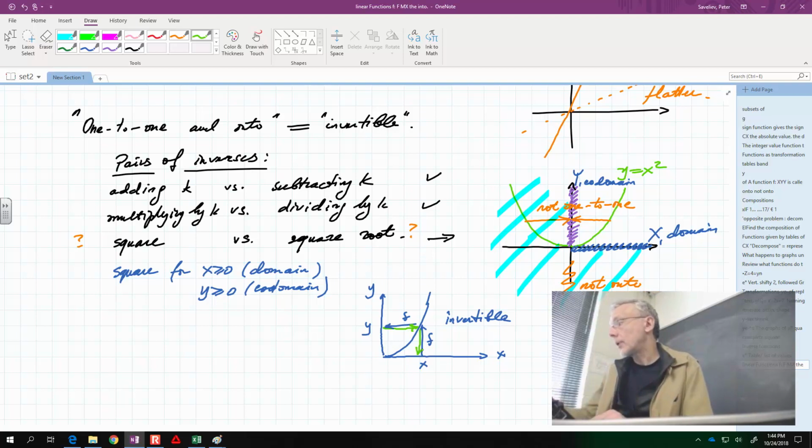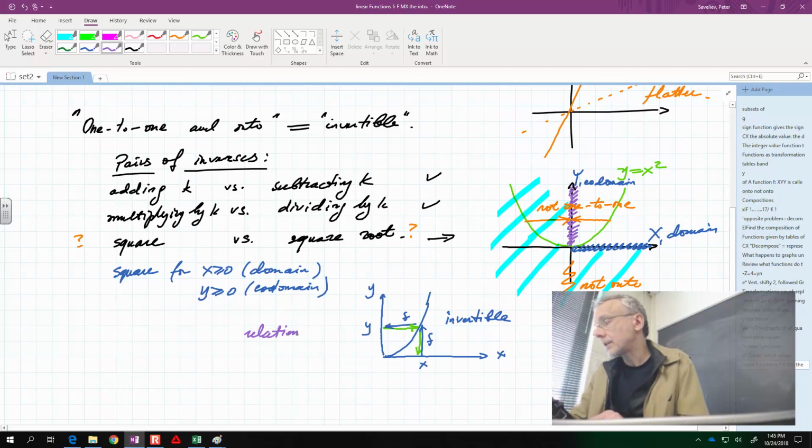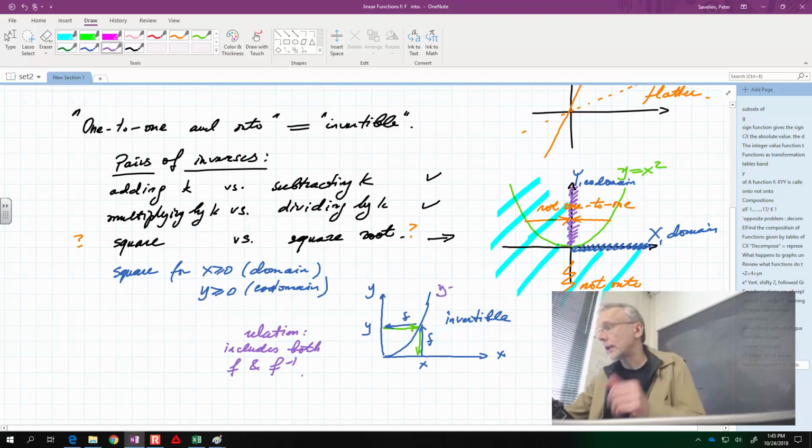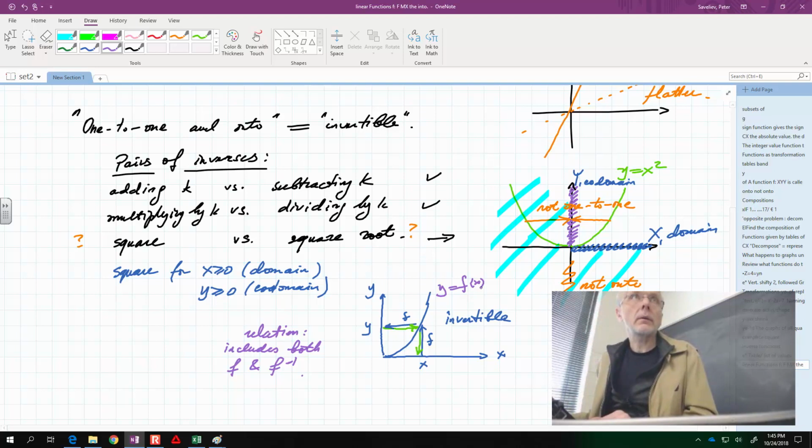Well, so this is a relation in the sense that it includes both. So a relation includes both f and f inverse. If you want to extract one at the expense of the other, then you have to do extra work. This one is y equal f of x, where x, the input, y is the output. So if you want to look at the inverse function, then what do you have to do? You just have to flip the x's.